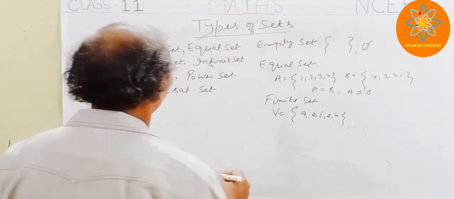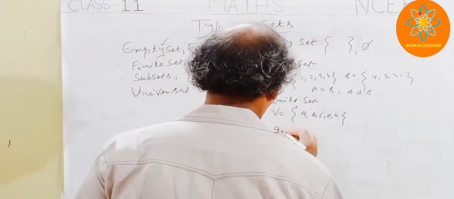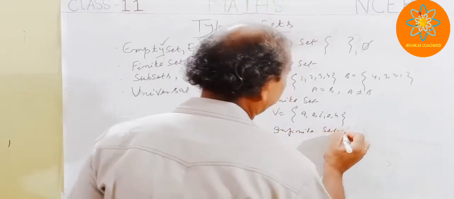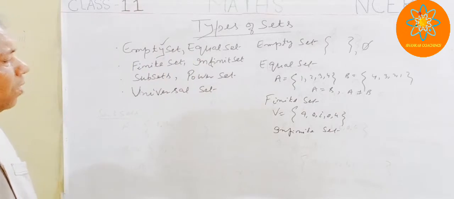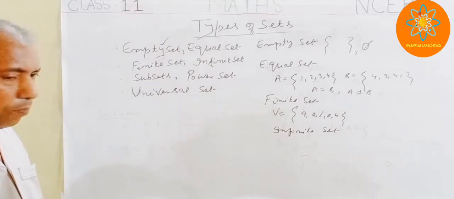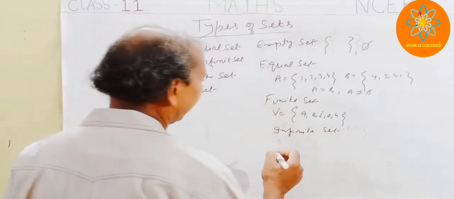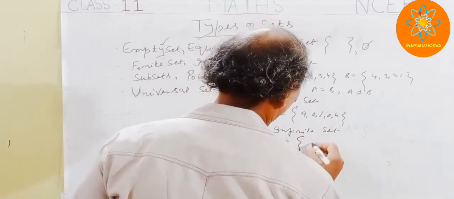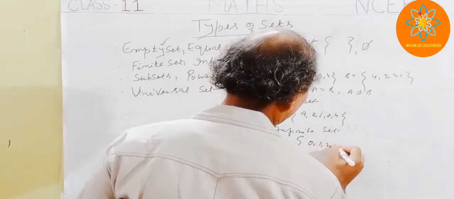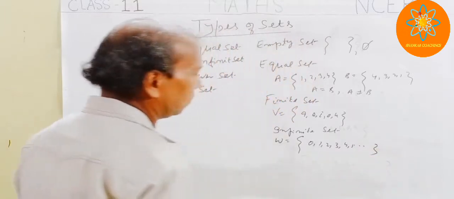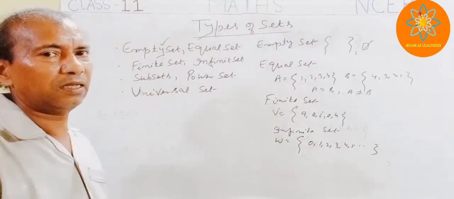Now the next one is the infinite set. In the infinite set, you cannot count the members. You will not be able to count the members. For example, suppose I say the whole numbers are given as 0, 1, 2, 3, 4 and so on like this. So in this case it is an infinite set.